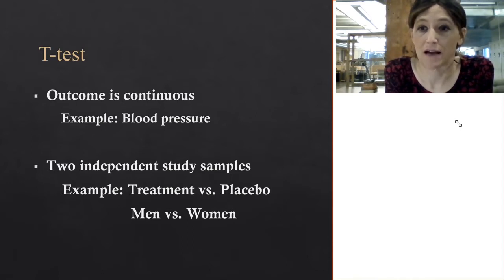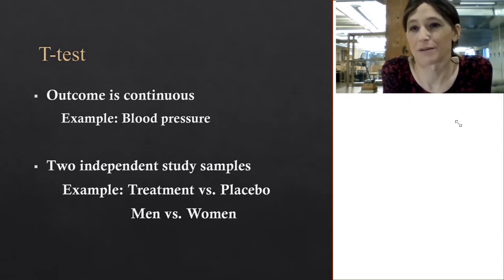And so let's, as an example, say our outcome is blood pressure. We saw this when we were calculating means, okay? Well, now we're going to say with two different groups, are they different? So in this case, we're going to have a treatment versus a placebo, being a sugar pill or not an actual treatment. We could also do something like men versus women.